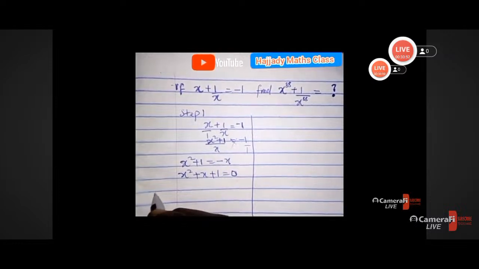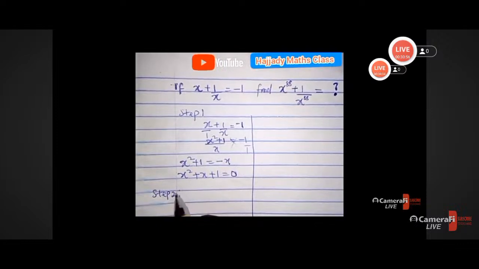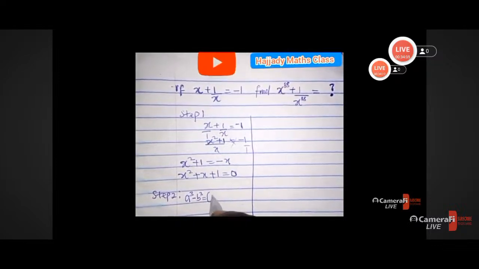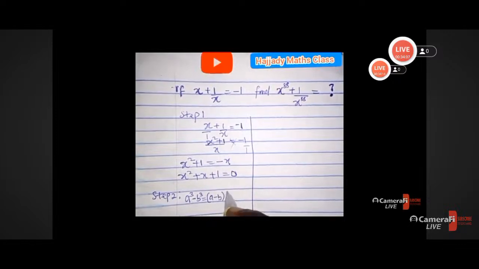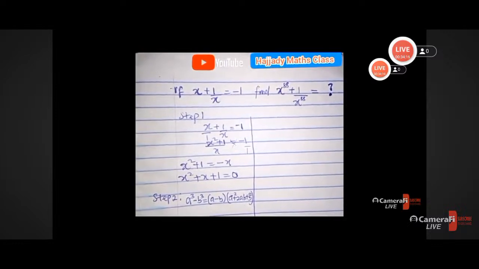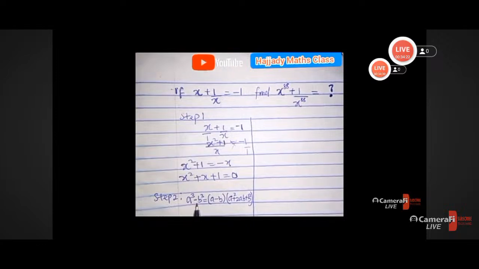Now our step 2. Don't forget that if we have a raised to power 3 minus b raised to power 3, this can be written as a minus b into bracket a squared plus ab plus b squared. This is the basic expansion theory that we all know. So if we expand this, we are going to have it on the left hand side.